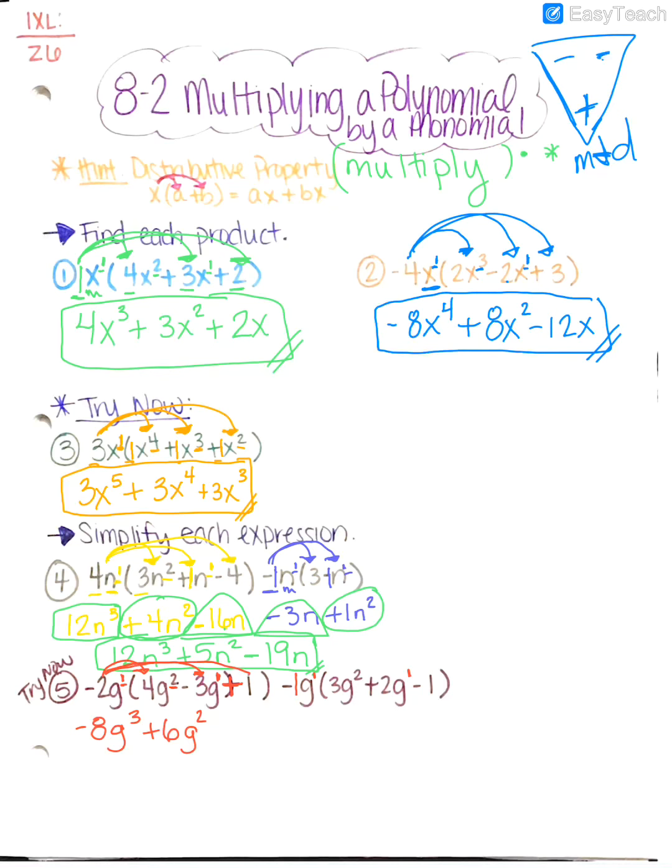And then last but not least, we're going to go ahead and multiply across. So that gives us negative 2 times 1, negative 2. And don't forget your g. Again, you can put that little 1 on the top. You don't have to. And then let's go ahead and do the last one.